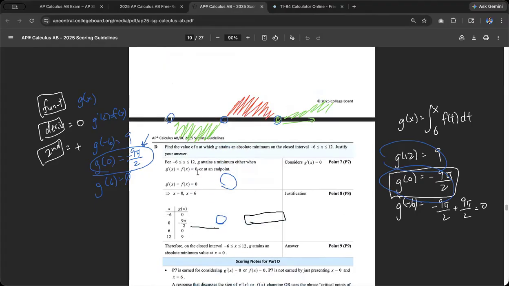Checking our answers in here. Our derivative equaling 0, right? f of x equaling 0. That's where we consider that. Plugging in our values, which we do have. We technically also have 12 as well, all right? And showing our interval absolute minimum at 0.